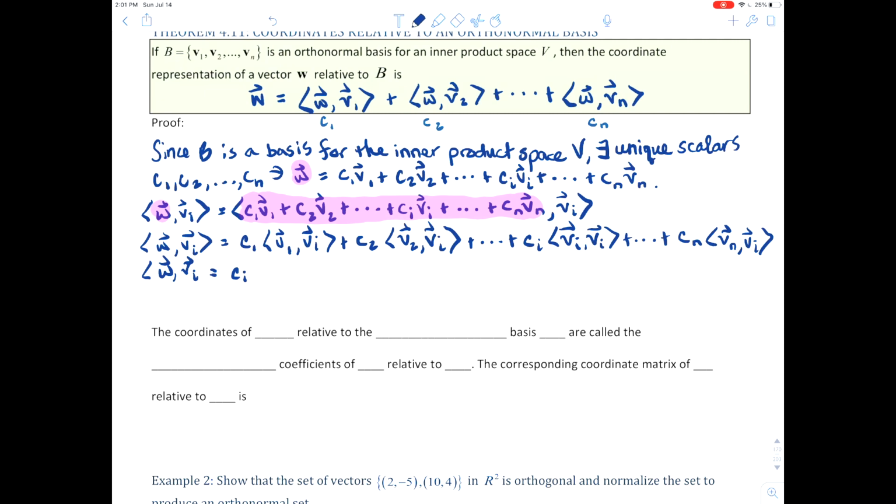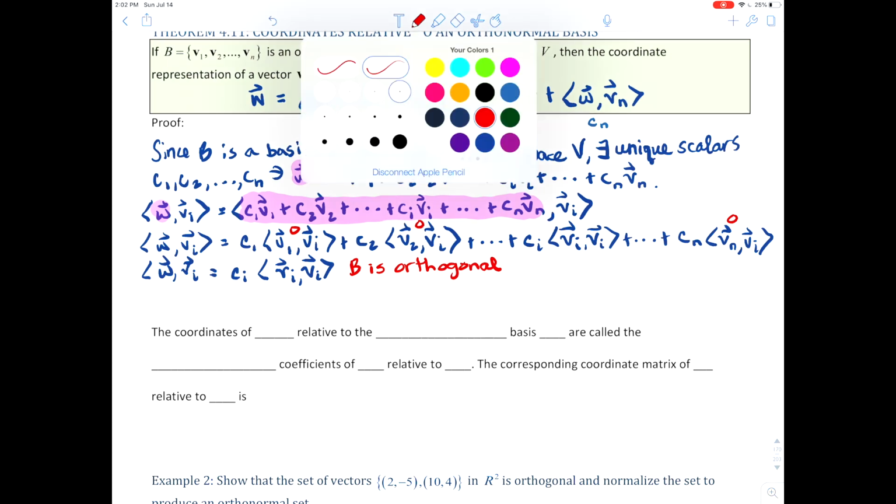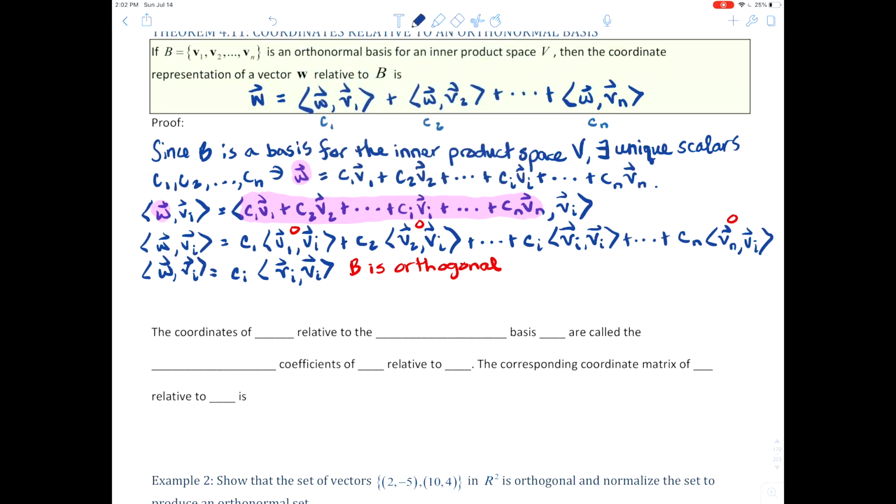So we're going to end up having the inner product of W with Vi is just going to be beautiful, Ci times the inner product of Vi with itself, because all of these other ones will zero out. You'll get 0 for that inner product, 0 all the way down to Cn will be 0. And the only one left will be the one we wrote. Cool, cool? And that happened because B, rather, is orthogonal. And we know it's orthogonal because it's an orthonormal basis. So, all right. Whoops, sorry.